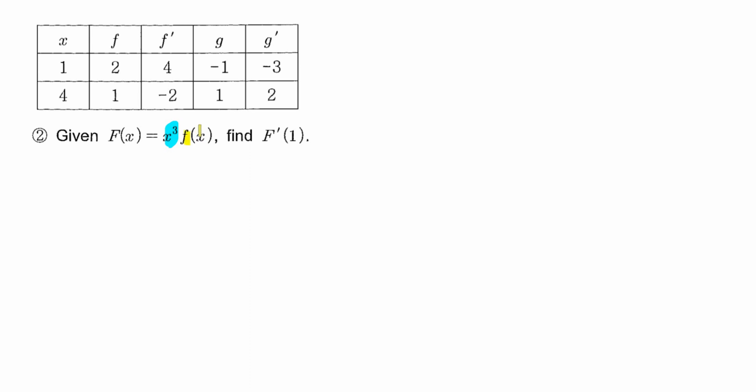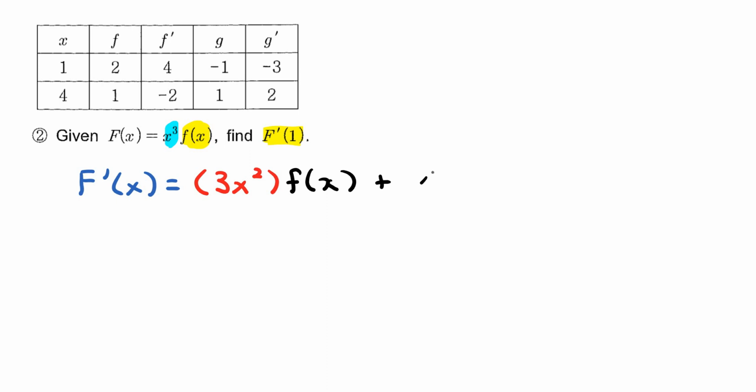So in this question here, I have another product rule, and eventually I need to find f prime of 1. So let's go ahead and find the derivative of f of x. So this will be f prime of x equals, now the derivative of x cubed is 3x squared times f of x, plus the first term, which is x cubed, and then I multiply by the derivative of f of x, which is f prime of x. So there's a product rule right there.